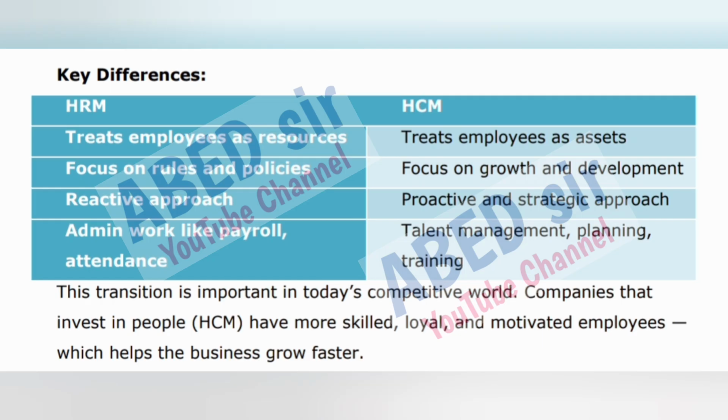Key differences. HRM treats employees as resources, HCM treats employees as assets. HRM focuses on rules and policies, HCM focuses on growth and development. HRM is a reactive approach, HCM is a proactive and strategic approach. HRM means admin work like payroll and attendance, HCM means talent management, planning, training. This transition is important in today's competitive world. Companies that invest in people, HCM, have more skilled, loyal, and motivated employees, which helps the business grow faster.